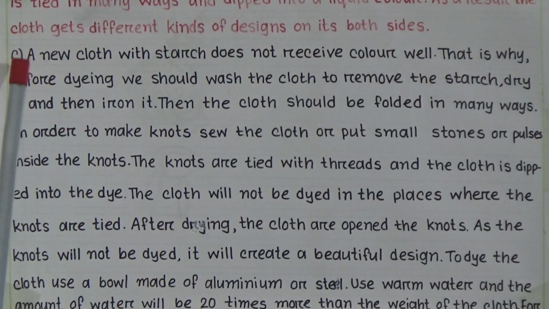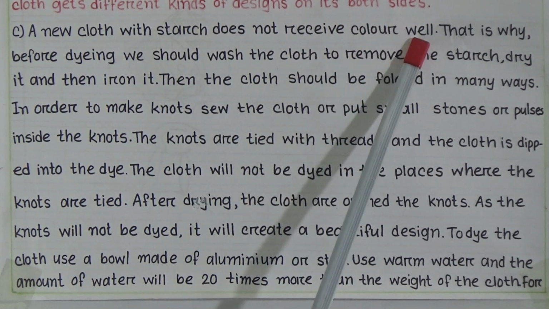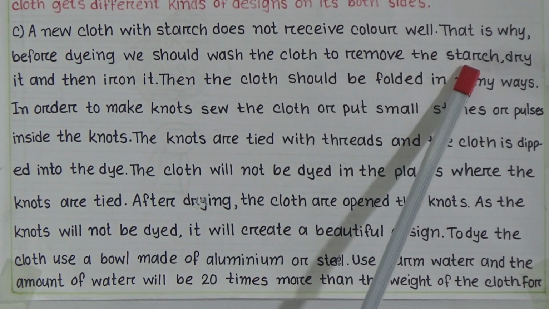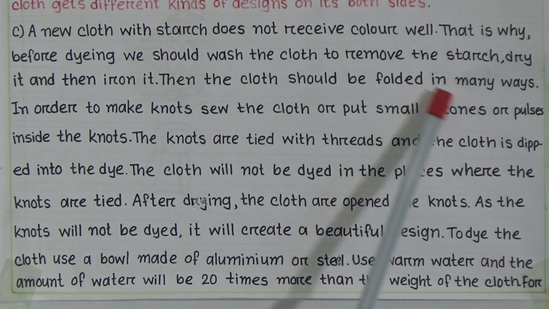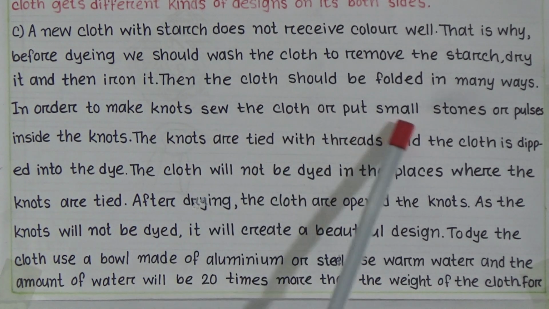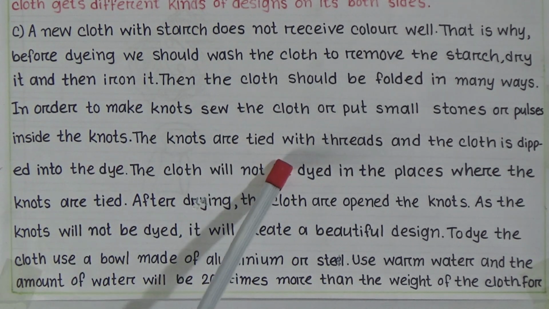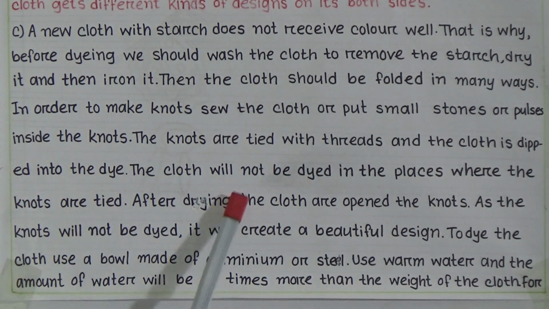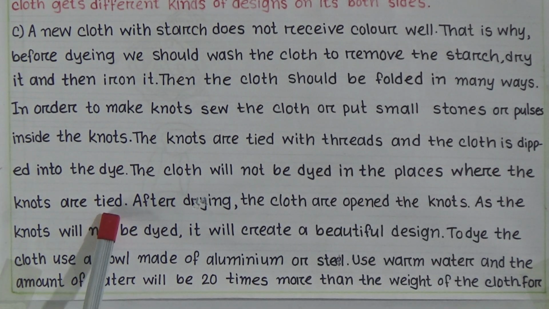Okay, here is the answer. A new cloth with starch does not receive color well. That is why, before dyeing, we should wash the cloth to remove the starch, dry it and then iron it. Then the cloth should be folded in many ways. In order to make knots, sew the cloth or put small stones or pulses inside the knots. The knots are tied with threads and the cloth is dipped into the dye. The cloth will not be dyed in the places where the knots are tied.